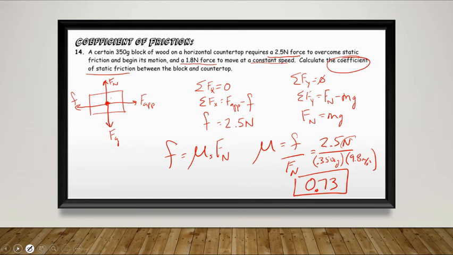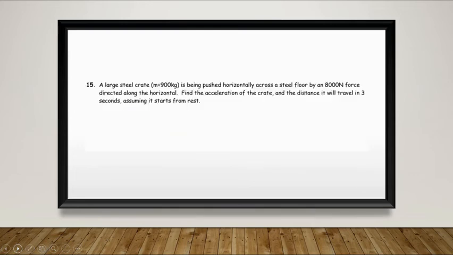Moving on to our next question, we have a large steel crate of 900 kilograms being pushed horizontally across the steel floor by an 8,000 Newton force directed along the horizontal. Find the acceleration of the crate and the distance it will travel in 3 seconds. So here we have our object and we have an 8,000 Newton force.